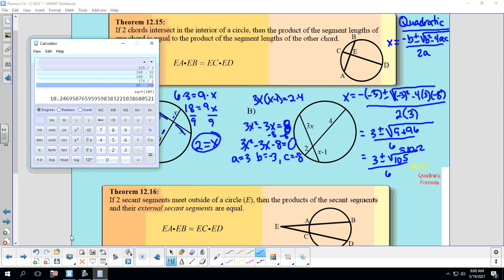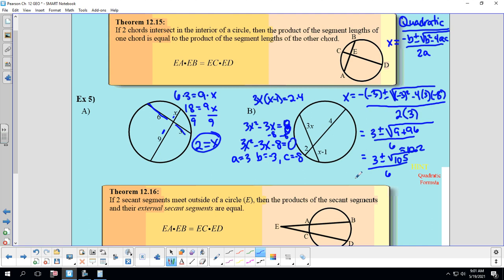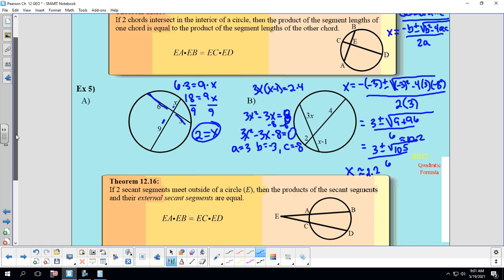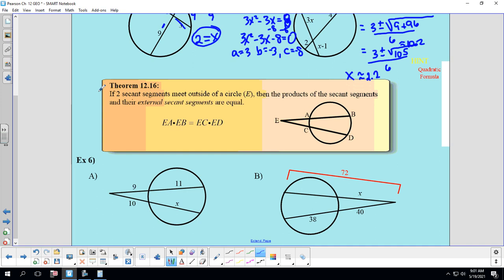So back to the calculator. Here's my 10.2 plus 3 and then divided by 6. And my answer is x equals 2.2. Yay! I know, quadratic formula, you guys are like, how dare you? I reject all of that.